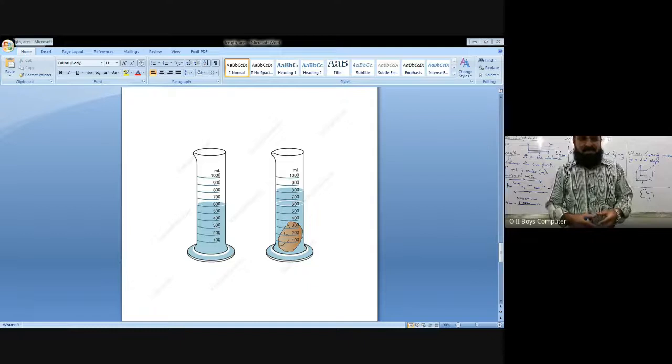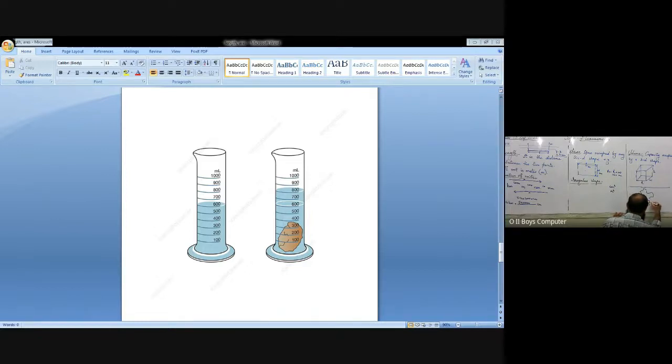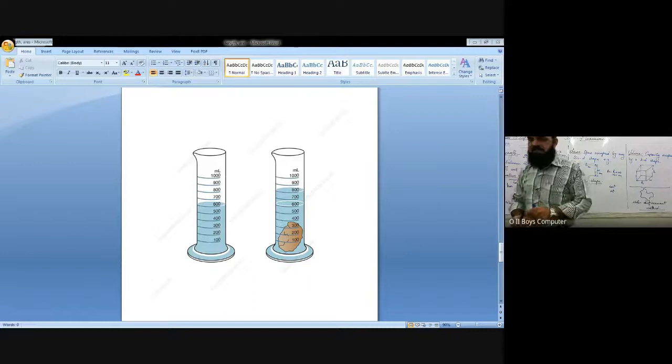Then how can we find out its volume? There is a practical method with which we can find out its volume, and that procedure is known as the water displacement method. In the water displacement method, what we have to do? We will have to take an appropriate amount of water in a beaker, and then we have to immerse the stone or the given object into that water.